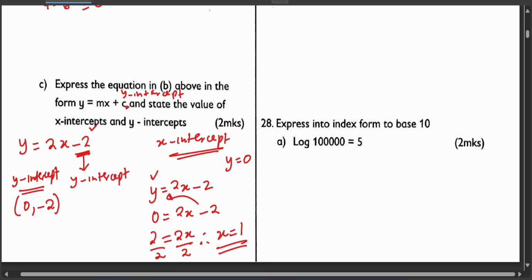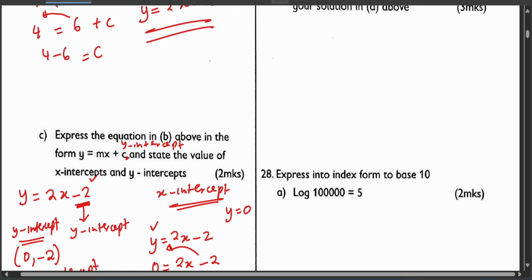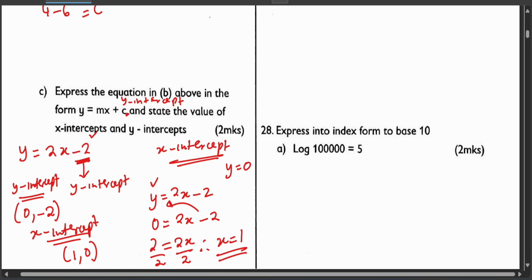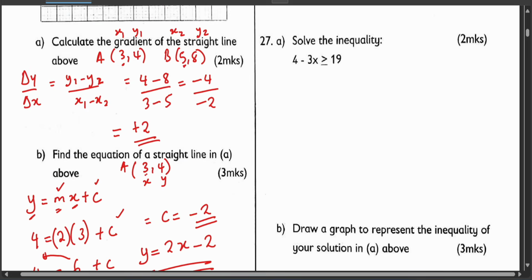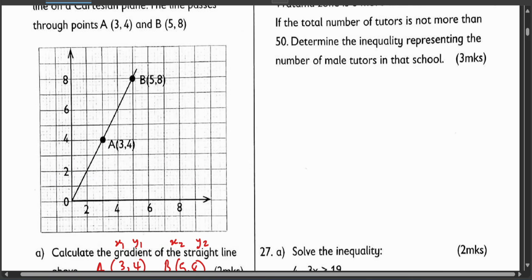So your x-intercept now, let me just write how the x-intercept is written. So we say the x-intercept should be 1, 0. So the x coordinate is a number, the y coordinate is always 0 for the x-intercept part. So those are your answers. Now let's go to the other question.